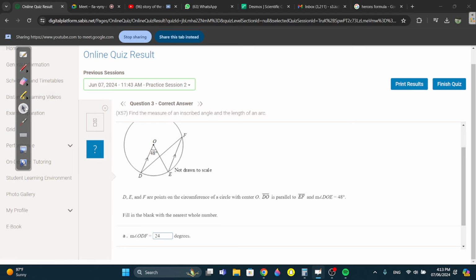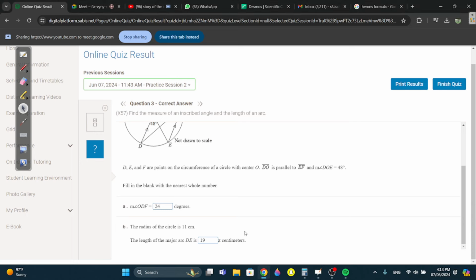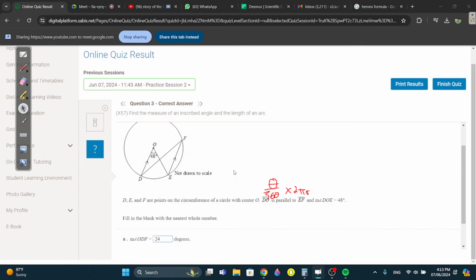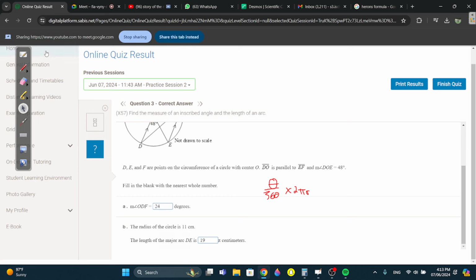Okay, then they say find the length of the major arc. The length of the arc, again, it's not required in this section, but it's theta over 360 times 2 pi r. And the angle for this arc, they said major arc. So to find the major arc, you do 360 minus the minor arc, and our minor arc is 48 degrees, as we did in part A. So it's going to be 312. So our theta is 312, and they said our radius is 11, so 312 over 360 times 2 times pi times 11.